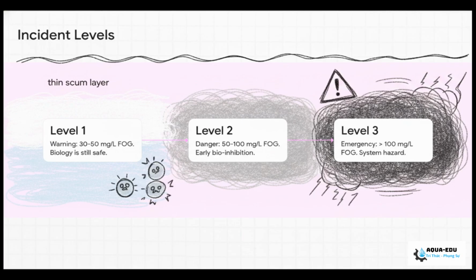Step 1 is a level 1 warning, where fog hits 30 to 50 milligrams per liter. Step 2 escalates to level 2 danger at 50 to 100 milligrams per liter. And step 3? That's a level 3 emergency, where fog blows right past 100 milligrams per liter.